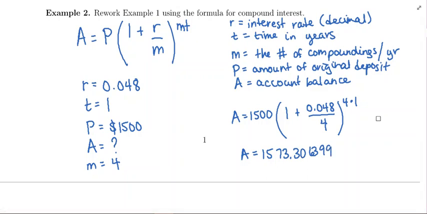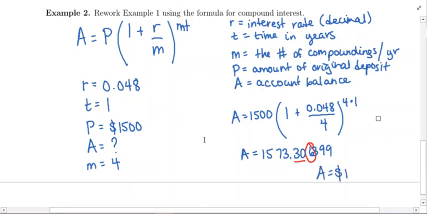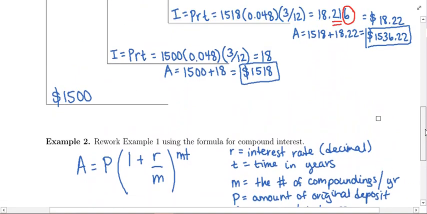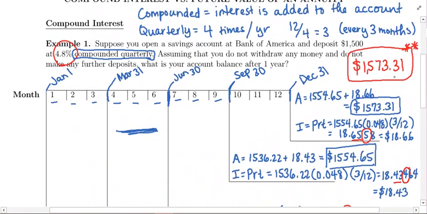You can't leave this as the answer. Money has to be dollars and cents. So we have 30 cents. Look at the number that comes after the 30. It's a 6, so that means we're going to bump it up. So our final answer is going to be $1,573.31. And that is the same exact answer we got from mapping the problem out. So it makes sense.